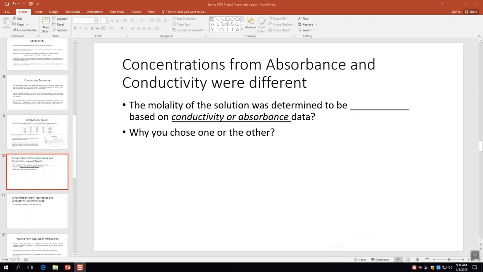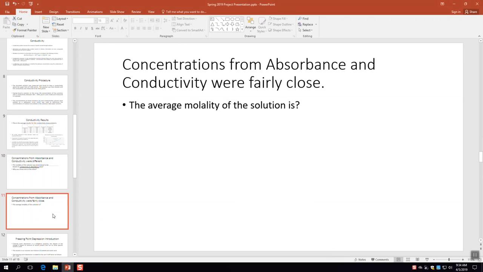The other option is if you check your concentrations or calculate your concentrations based on absorbance and conductivity, and you find that the average molalities are very close. In that case, you'll need a slide where you say that you took the average molalities of those two very similar numbers, and the average molality of the solution is whatever it is going forward.